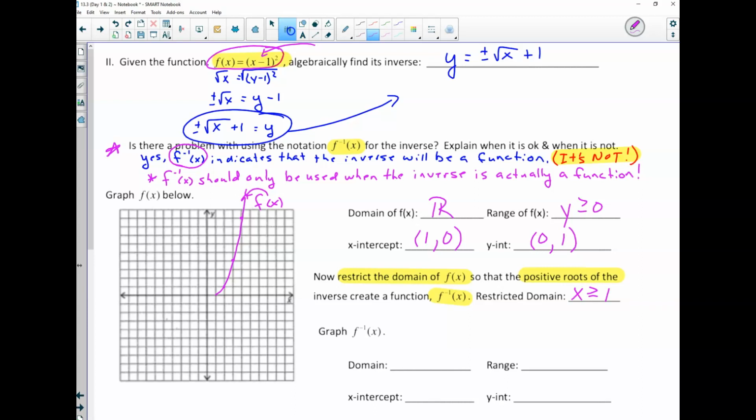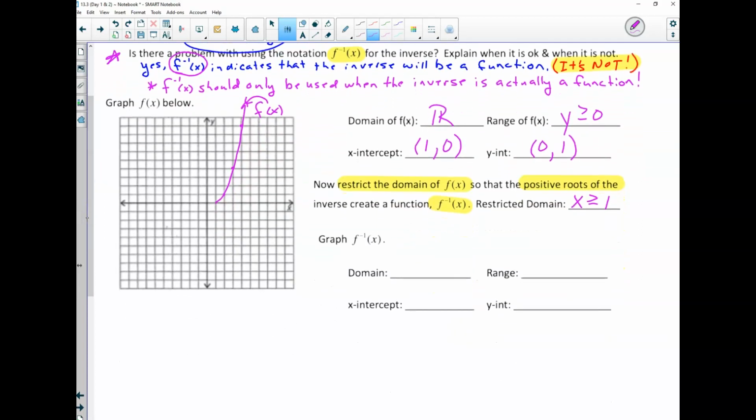Well, if they want me to graph the inverse, don't make the graphing too hard, guys. We know we have this point, 0, 0. We know we have this point, what is that? That's 2, 1. We have this point that's 1, 2, 3, 4, 3, 4.